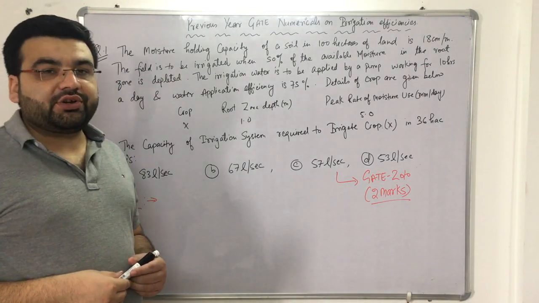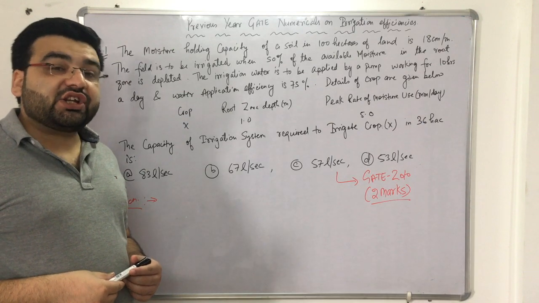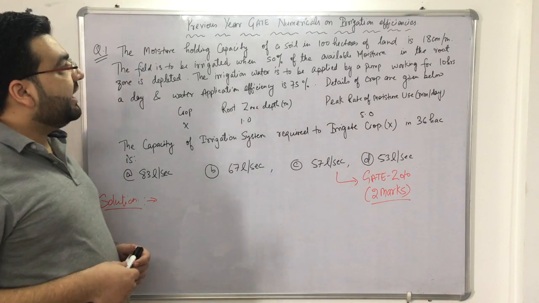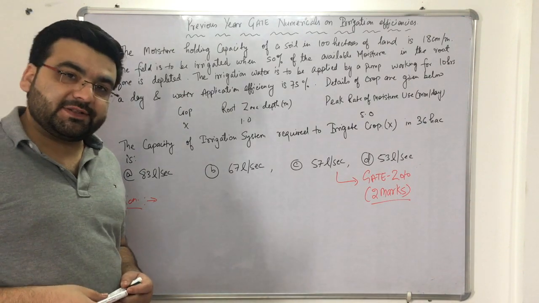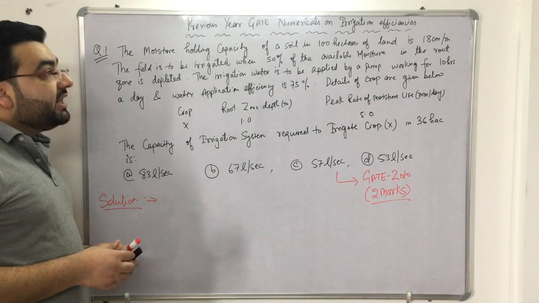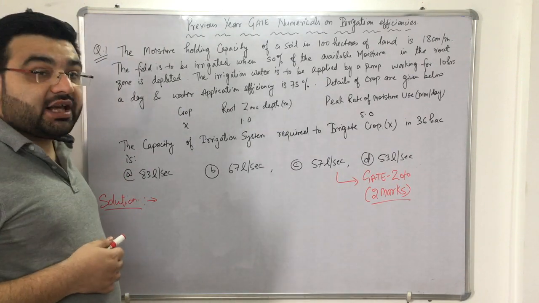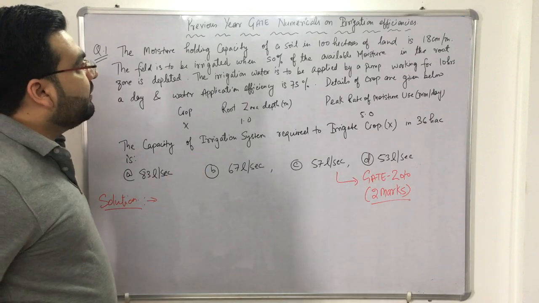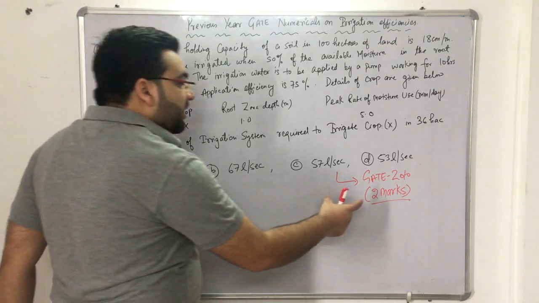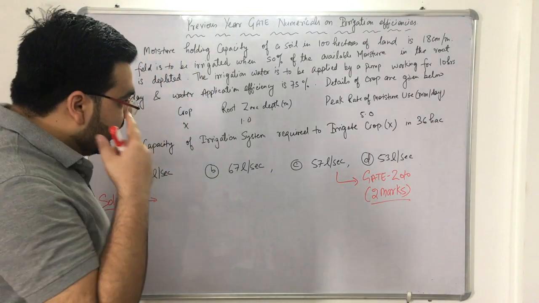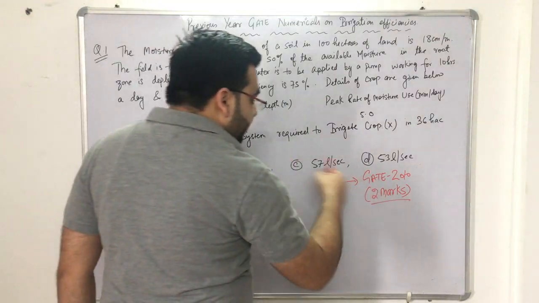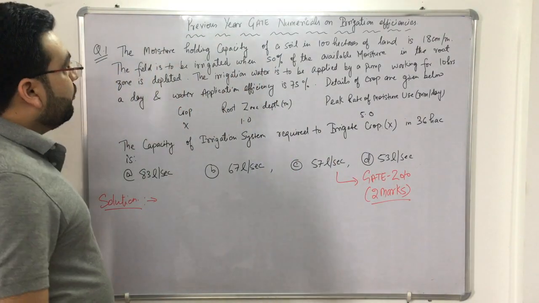Subject: irrigation engineering. Chapter: irrigation efficiencies. Topic: previous year GATE numericals on irrigation efficiencies. So now students, after understanding the various types of irrigation efficiencies, it's time to solve one previous year numerical. I found this numerical a little bit difficult. It came in GATE 2010 and it was of 2 marks. So what is the numerical?